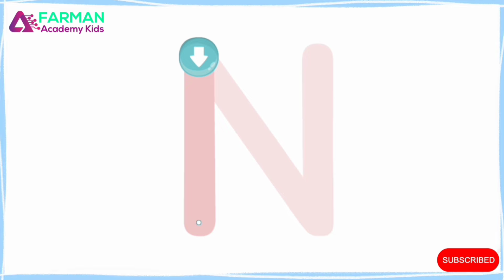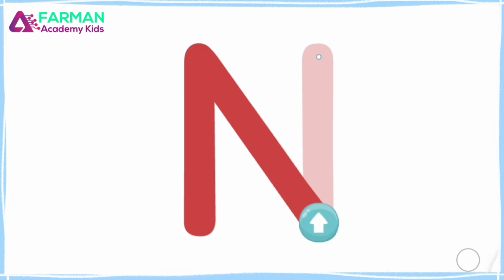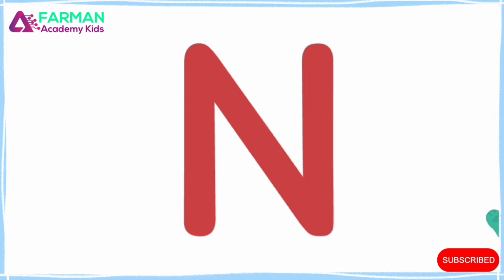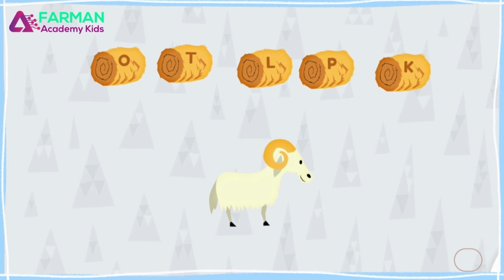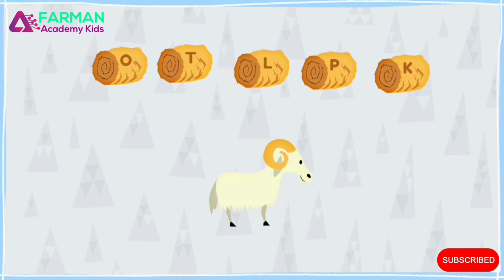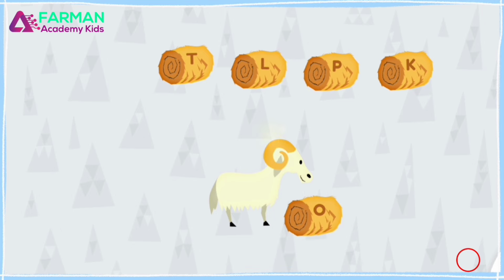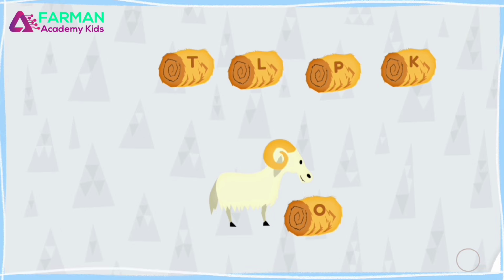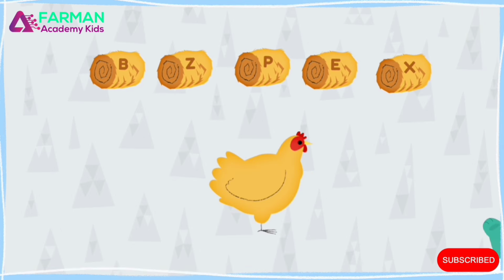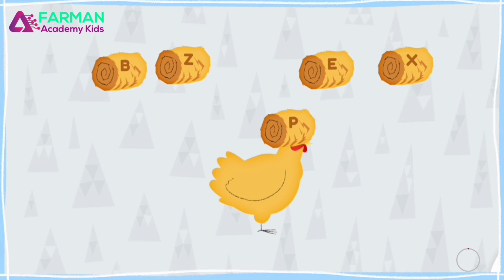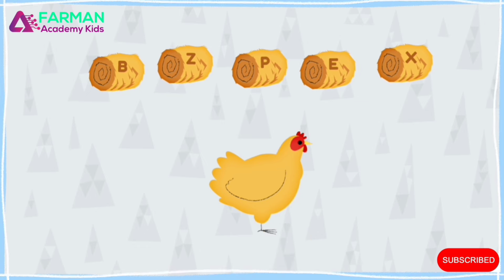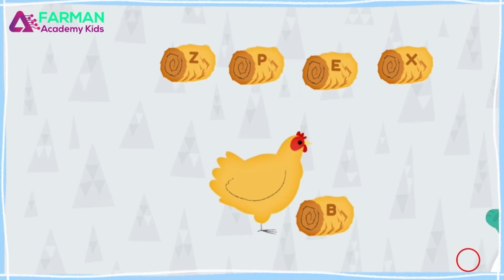Trace the uppercase letter N. Great! You traced the letter N. Give the ram the hay with the letter O. That's right. Give the hen the hay with the letter B. Yay!